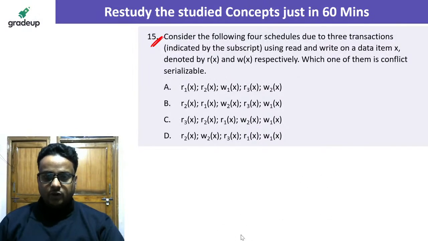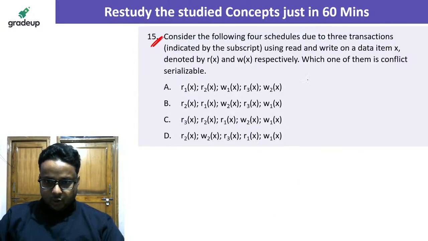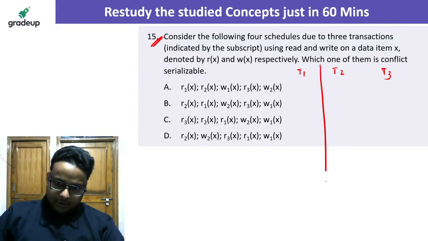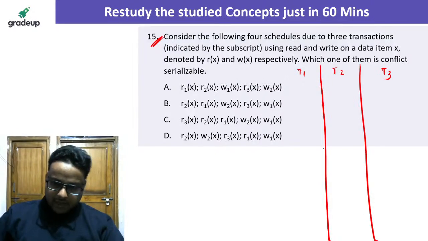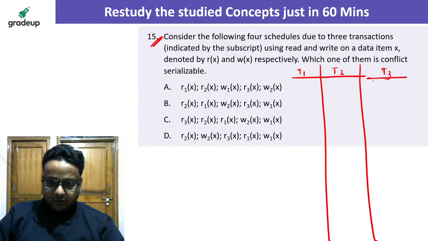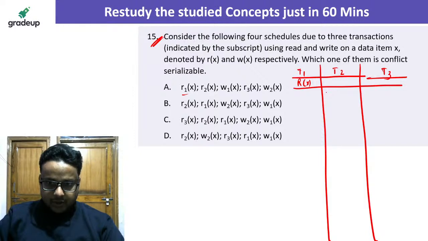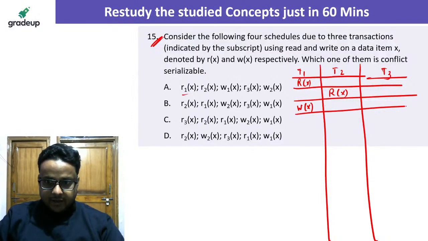Now here we will solve this question. So we have T1, T2 and I think only T3. I am taking one larger line so that I can create many of them. So first is R1X, then next is R2X, then W1X, and then R3X, and then one more is W2X.